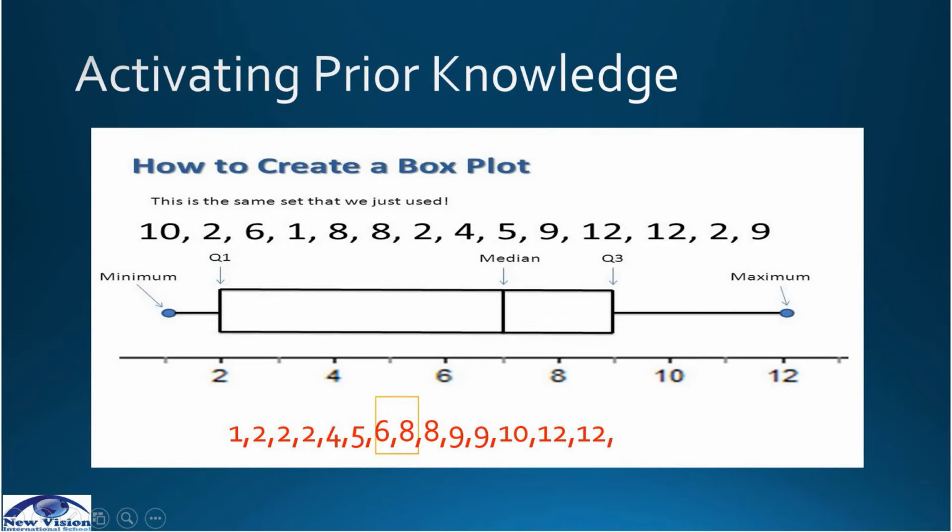Now, how did we arrive at the median here? As you can see, counting from 1 until here, the middle is 6, and from 12 until here, the middle is 8. You cannot have two middle values, so you get the average. So you have 6 plus 8, you have 14, divided by 2, so the median is 7. Now, we are going to determine our Q1 and our Q3.